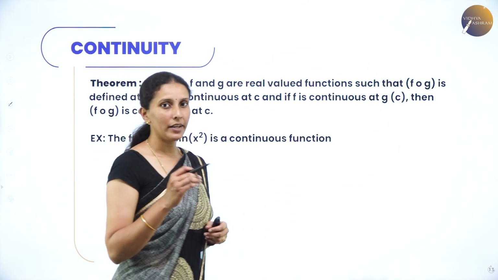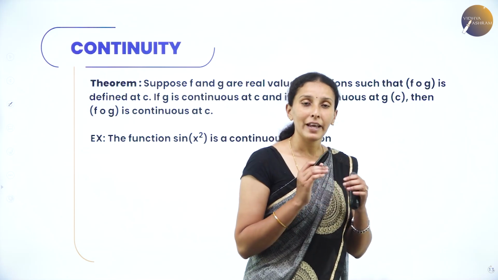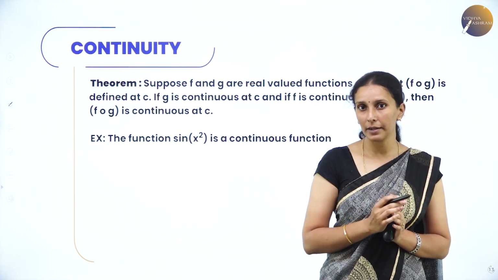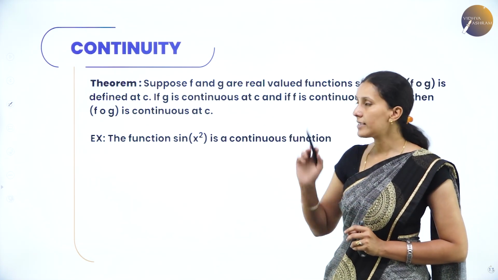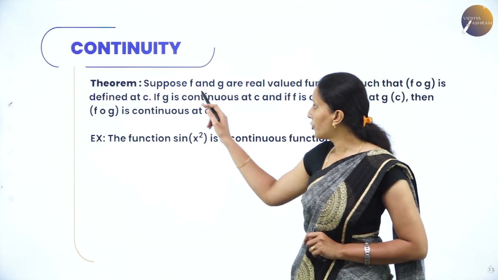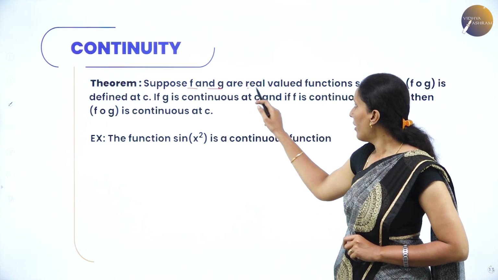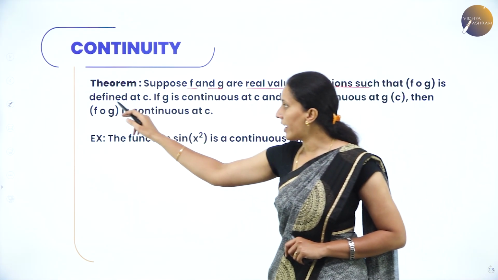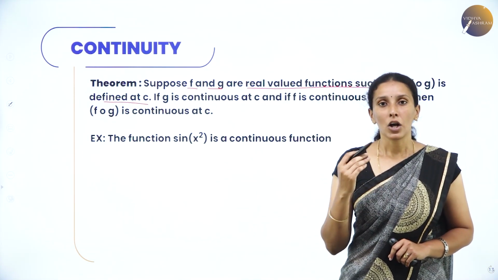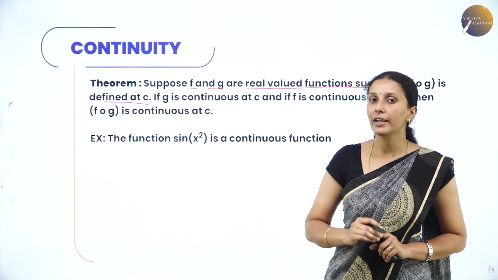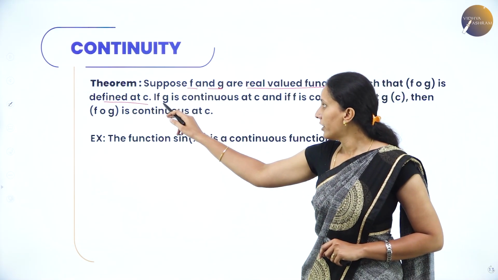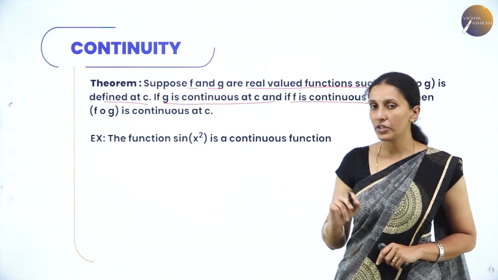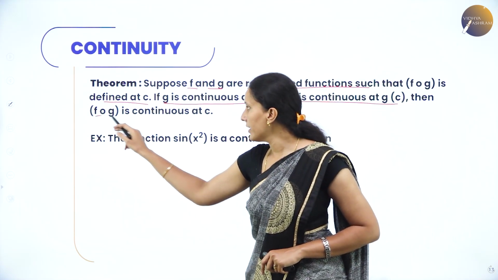So next we have a theorem on composition of function. We have already learned what is composition of function. A function of a function is nothing but composition of a function. What does this theorem say? Whenever we have two real valued functions f and g such that f naught g is defined at c, that is, a composition of function is also defined at the particular point, and if g is continuous at c and if f is continuous at g of c, then f naught g is continuous at c.